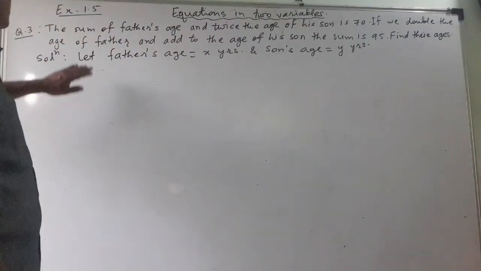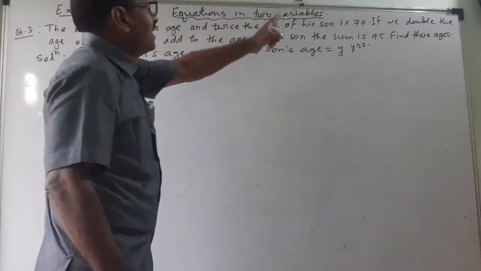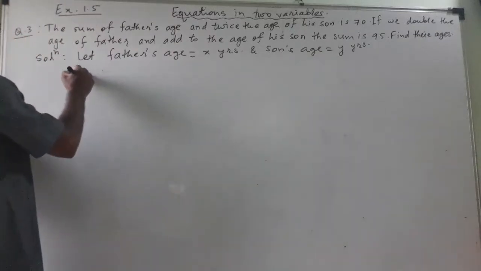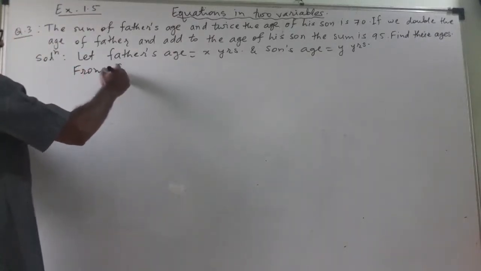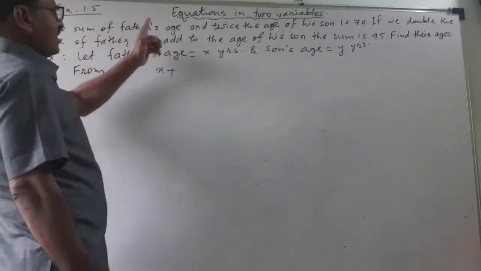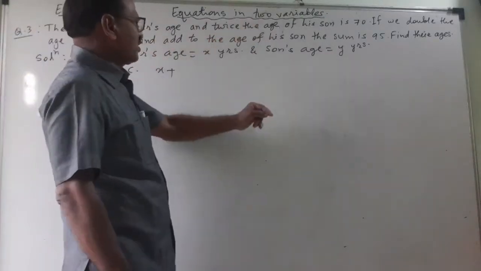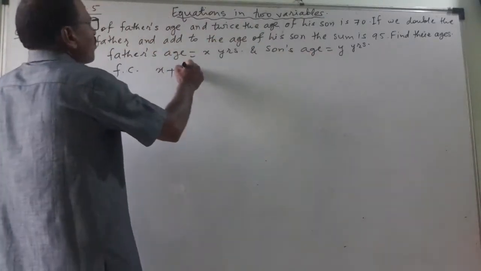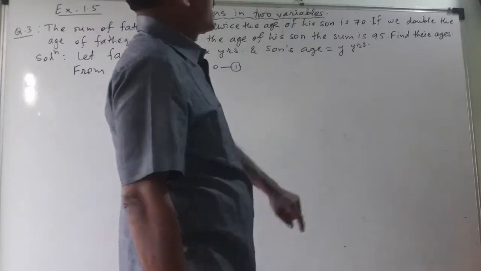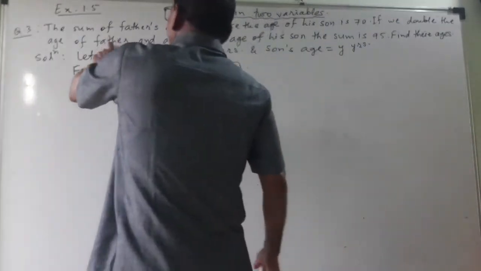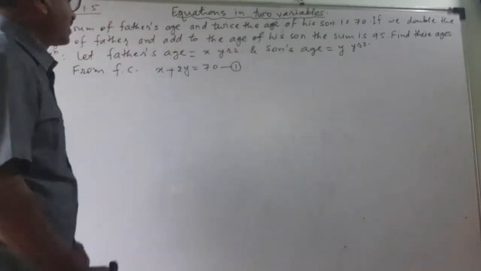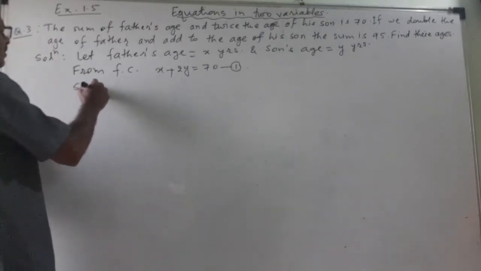Now what is the first condition? The sum of father's age and twice the age of his son means x plus 2y is equal to 70. From the first condition, x, the father's age, and twice the age of his son means 2y, is equal to 70. This is number 1. Now in the second condition, double the age of father means 2x, and add to the age of his son, then the sum is 95 years.